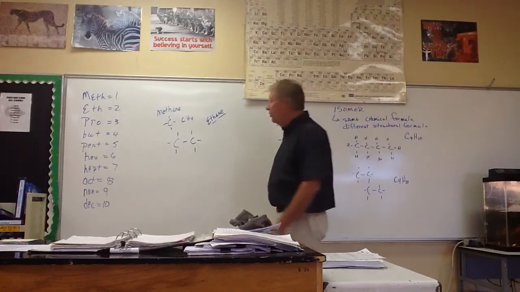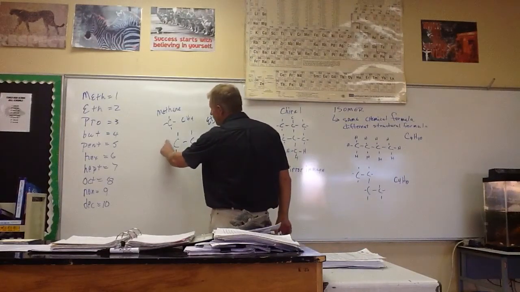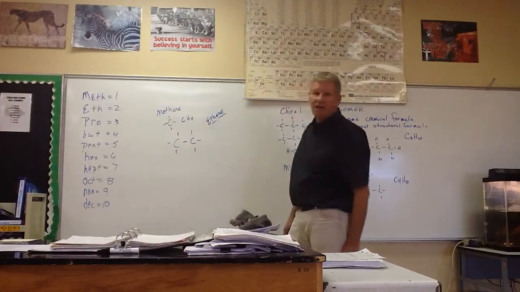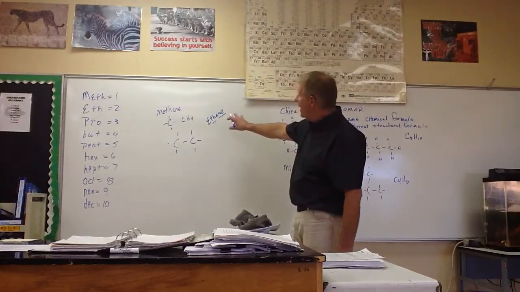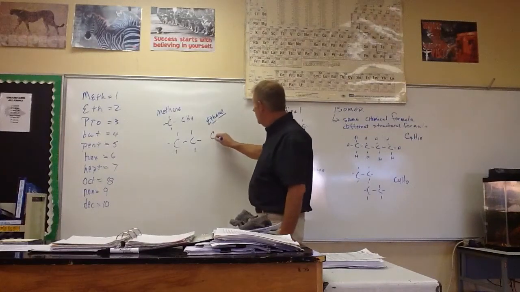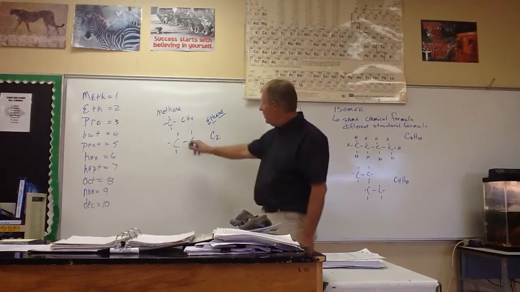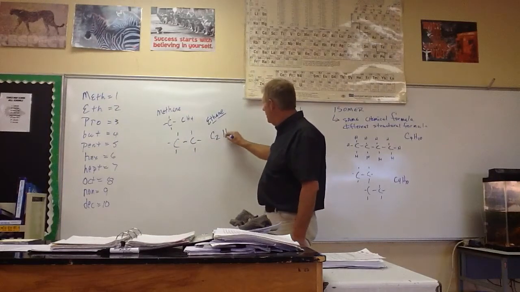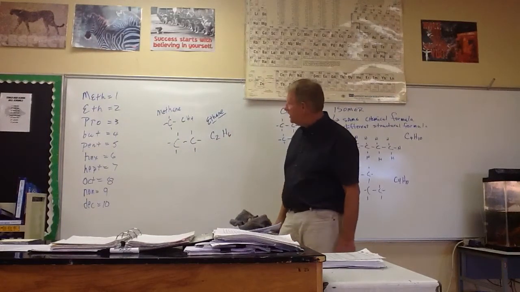Now, once again, what's the combination? That would be a hydrogen, hydrogen, hydrogen, hydrogen, hydrogen, hydrogen. So if I ask you for the chemical formula for ethane, it's C2. And how many H's? Well, we've got 1, 2, 3, 4, 5, 6. C2H6. All right, so that's ethane.